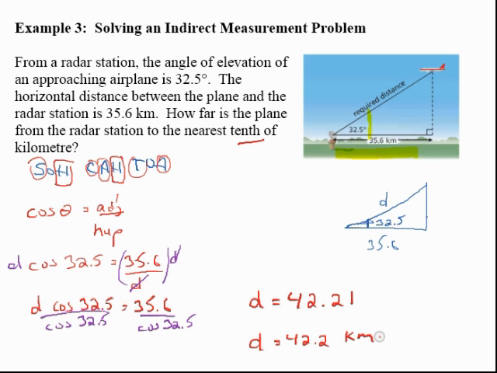And then we have to go DIMS. Does that make sense? Does that look like a 32-degree angle? Yep. So if that's 35.6, is 42 reasonable for that distance? I would say yes. So there's our answer. Okay, so short and sweet.